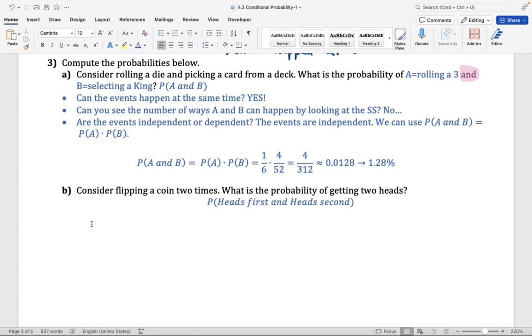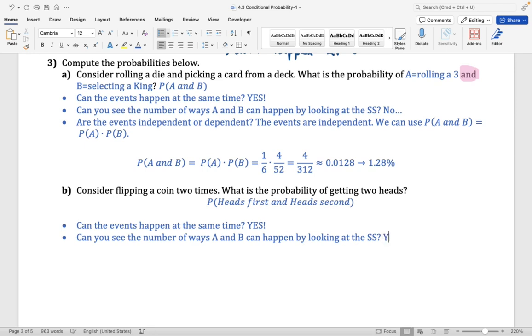The first thing we're going to ask ourselves is, can the events happen at the same time? The answer is yes. We could flip the coin once and get a heads, and then flip it again and get a heads. Here we know that the probability of getting a heads first and a heads second is not equal to 0. Now the next question is, can you see the number of ways A and B can happen by looking at the sample space? Okay. Can you see the number of ways you can get a heads first and then a heads second by looking at the sample space?